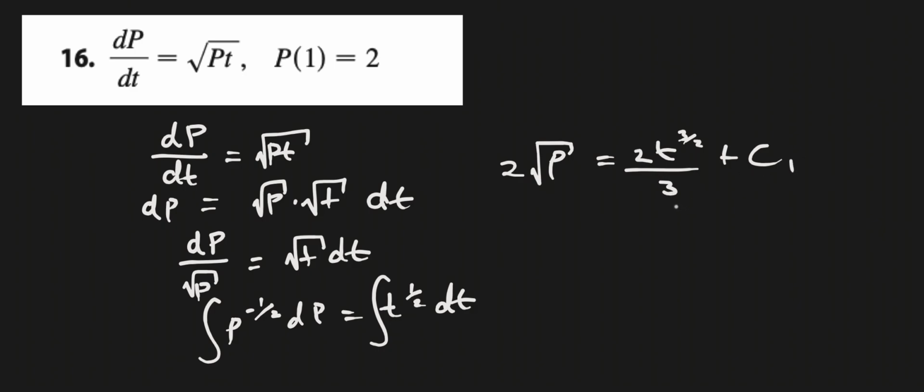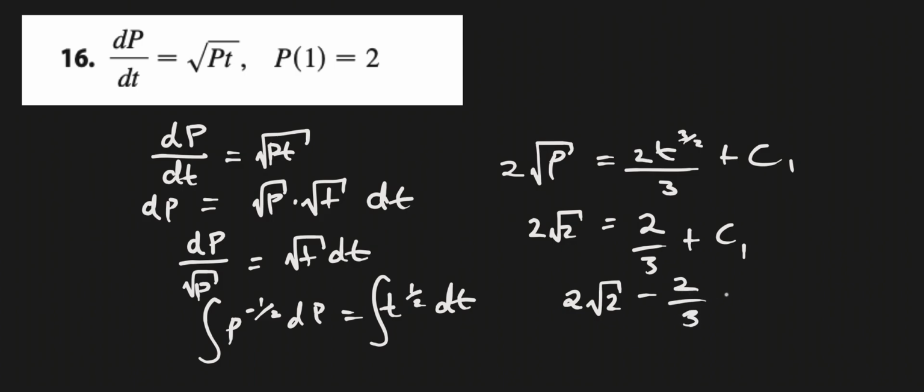So this is technically c1, and then what we can do is immediately plug in 1 for t and 2 for p. So this is 2 root 2 is equal to 2/3 times 1 to the 3/2, which is the same thing, just 2/3 plus c1. Subtract 2/3, so 2 root 2 minus 2/3 is equal to c1. Okay, so yeah, this is our c1 value here.